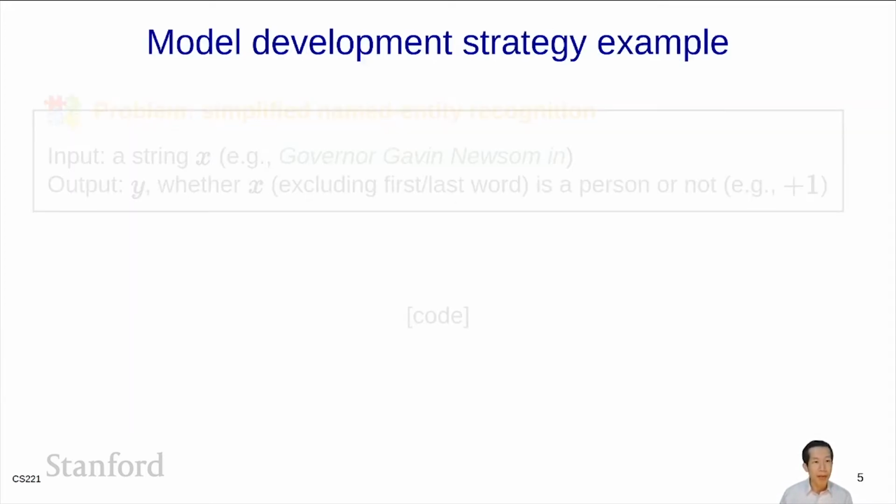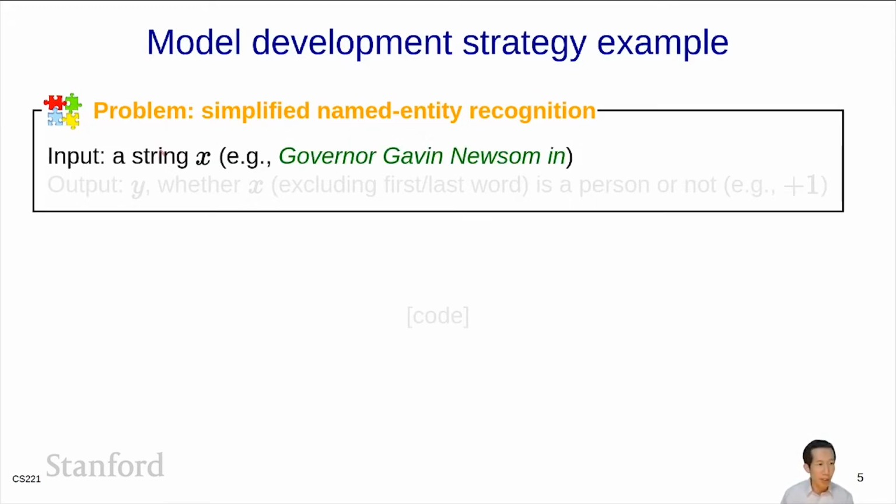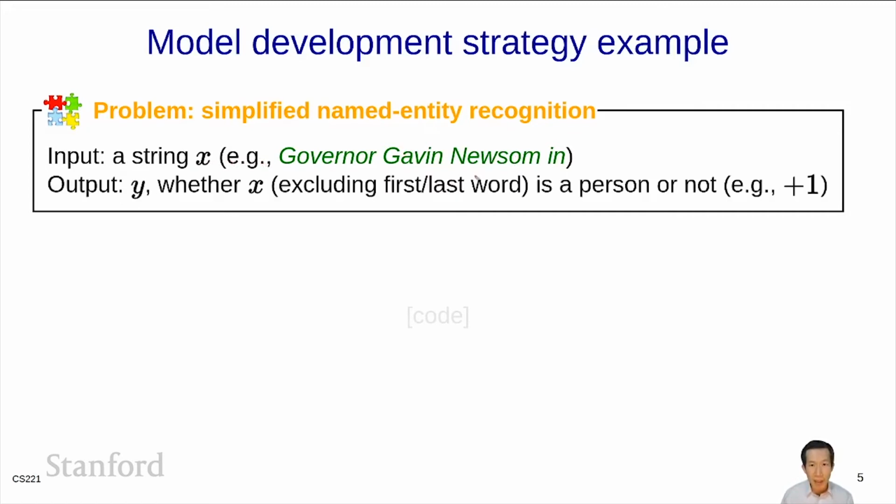So let's walk through an example of how it works. Okay, so I'm going to take this simple example of named entity recognition. Here the input is a string, which contains a name along with a word to the left and the word to the right to offer some context. And the output is going to be whether X, excluding this initial and final word, is a person or not. In this case, Gavin Newsom is +1 because he is a person.